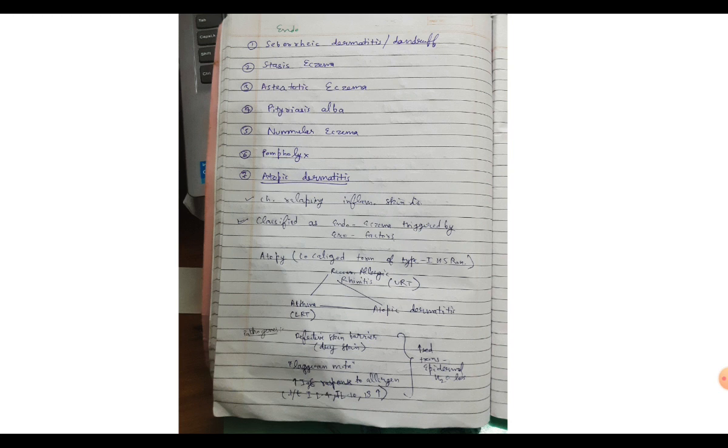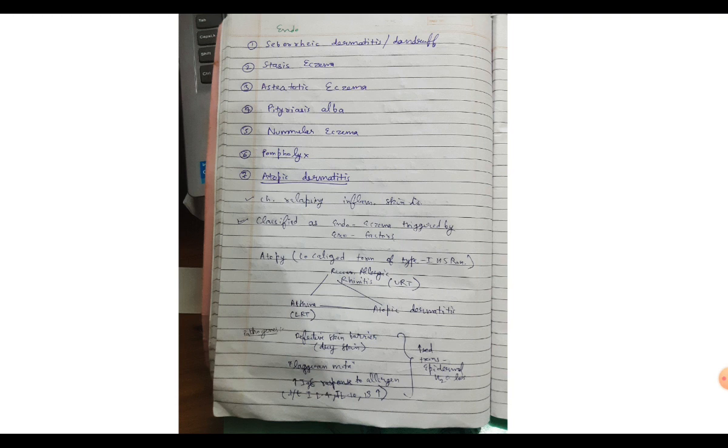Now atopic dermatitis has three clinical phases: infantile, childhood, and adult. In the infantile age, that is basically the age group within 2 years, the lesions are papulovesicular or exudative type. The sites include face, scalp, and extensor of extremities, like the baby always uses the extensors to crawl.